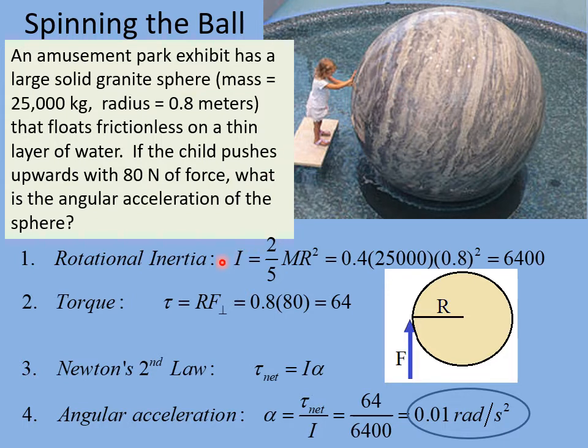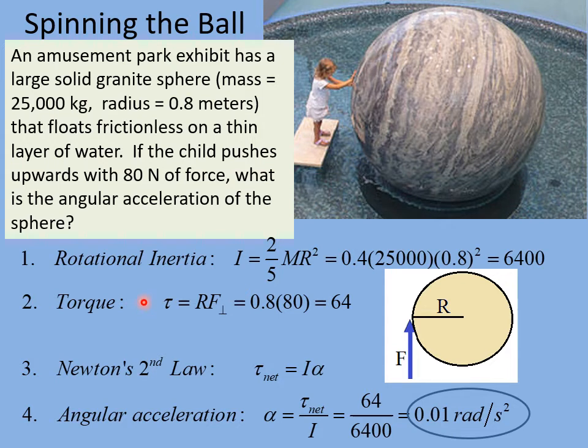So let's calculate the rotational inertia. And again, this is a solid sphere. So we look this up in the table shown in your textbook or in the previous section of these notes. For a solid sphere, the rotational inertia is 2/5 mr squared. So 2/5 is 0.4, the mass is 25,000, and the radius was given as 0.8 meters. So that comes out to be 6,400. And obviously, this is a large number. We would expect that from something as massive as this big sphere of solid granite.